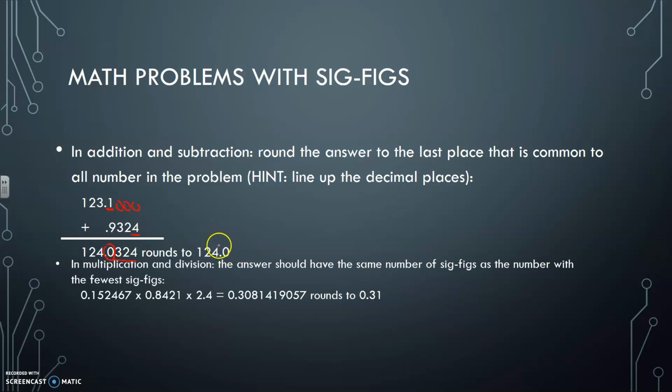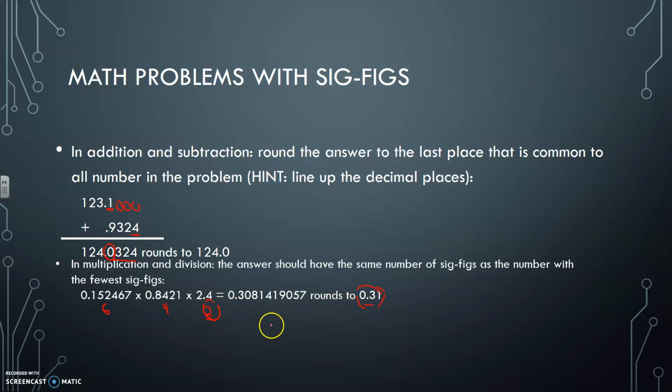Okay, so with multiplication and division, it's a little bit different. You're going to count the number of sig figs for every single number that you're multiplying or dividing. Okay, so here we've got 1, 2, 3, 4, 5, 6. 6 sig figs. This one has 1, 2, 3, 4. And then this one has 2. Right? So the one with the fewest number of sig figs is right here. So it means that you have to report 2 sig figs in your answer.